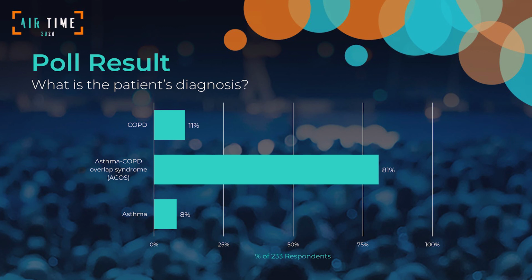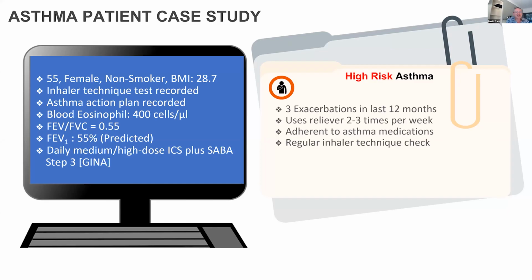81% say asthma-COPD overlap. Okay, I disagree. Let's get some views here. Joe, what do you think? I was actually going to say an overlap. So tell me, why not? Good. I want you to disagree with me. What's your rationale for that?